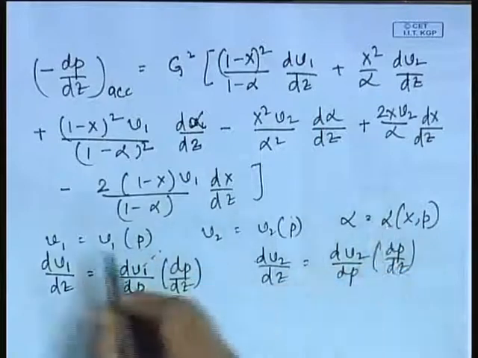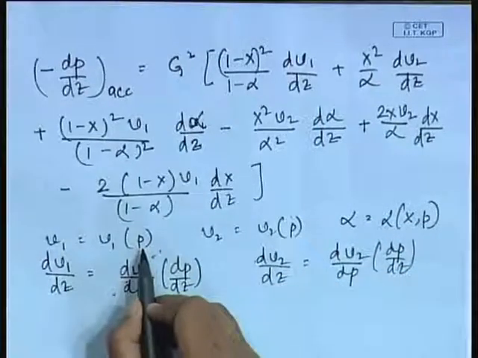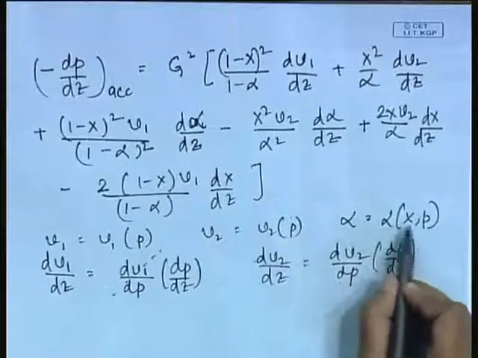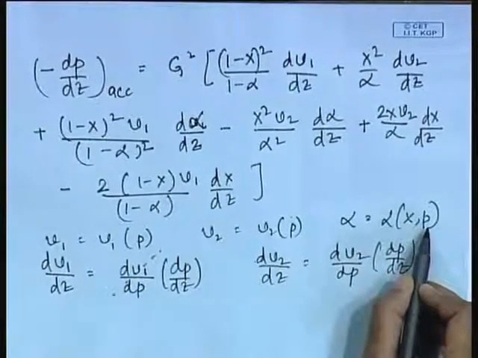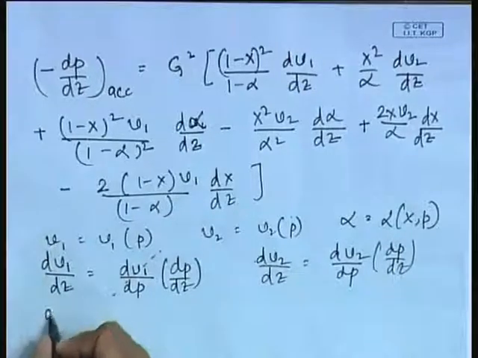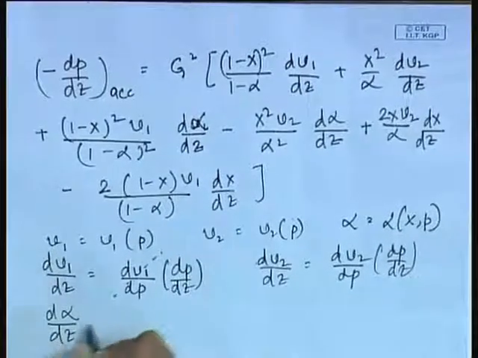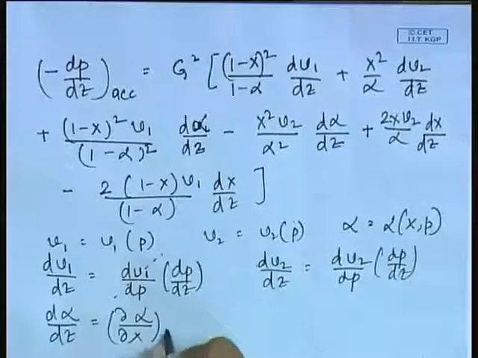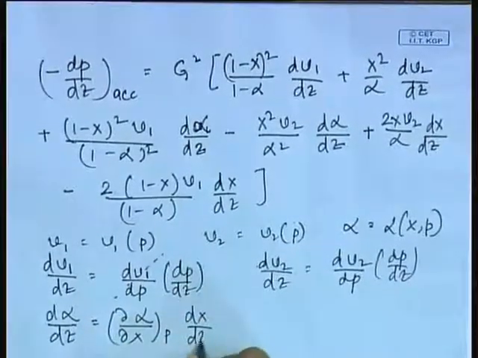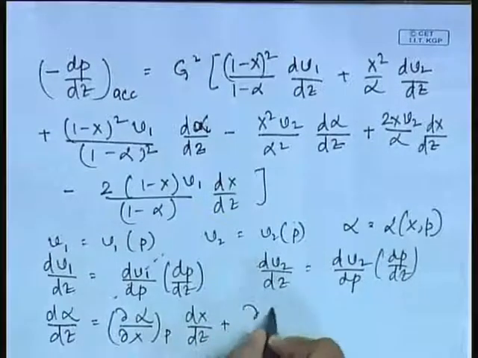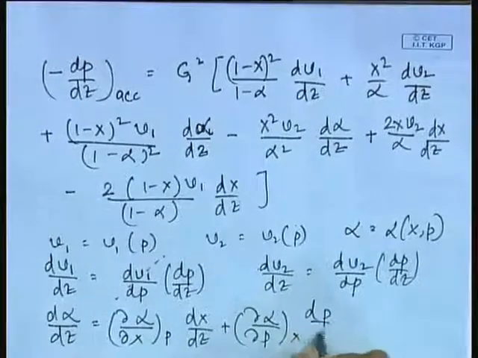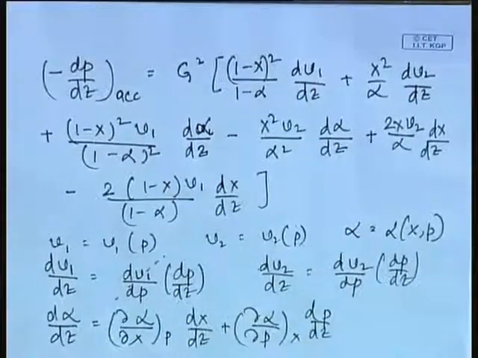So, just like V1 was a function of pressure only, V2 was a function of pressure only, we find alpha is a function of x as well as p. Agreed? Therefore, d alpha dz can be written as del alpha del x at constant p dx dz, plus del alpha del p at constant x dp dz. This again depends on pressure.